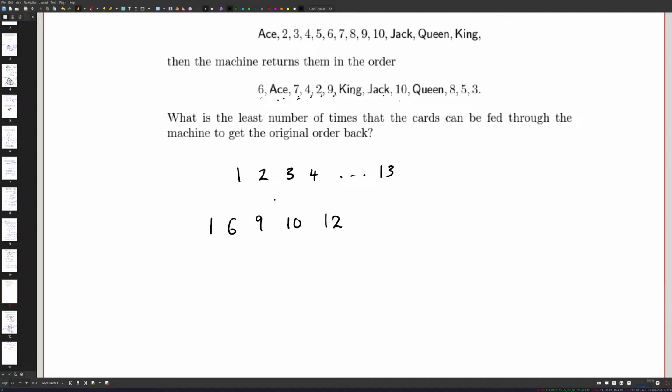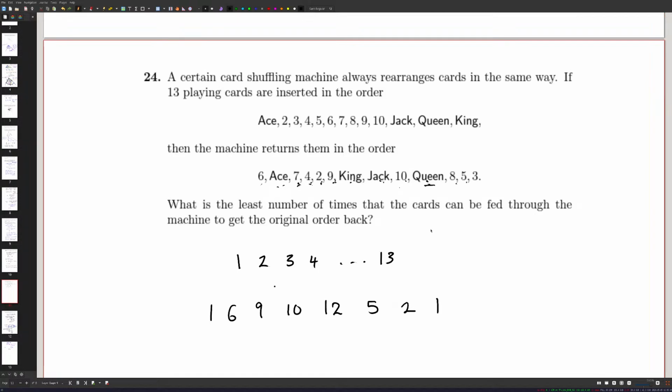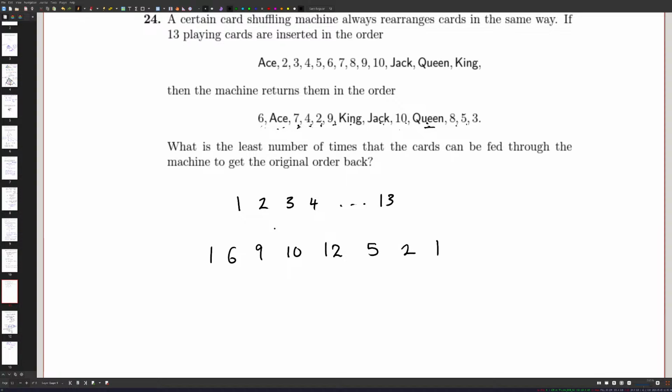And then the 12 goes to, this is the 10, 11, 12. 12 goes to 5. 5 goes to 2. 2 goes to 1. Okay. So if we were to shuffle this twice, the ace would have become a 6. But then the 6, although I've got this reversed, this is the inverse of this permutation.